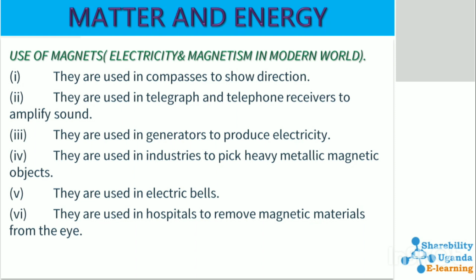Uses of magnets, electricity and magnetism in the modern world. How do we use magnetism or magnets? They are used in compass to show direction. They are used in telegraph and telephone receivers to amplify sounds. Magnets are used in generators to produce electricity. They are used in industries to pick heavy metallic magnetic objects. They are used in electric belts. They are also used in hospitals to remove magnetic materials from the eyes.